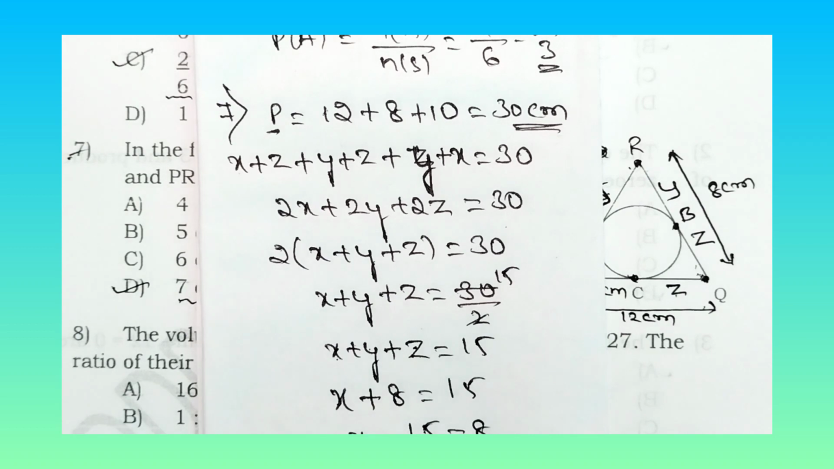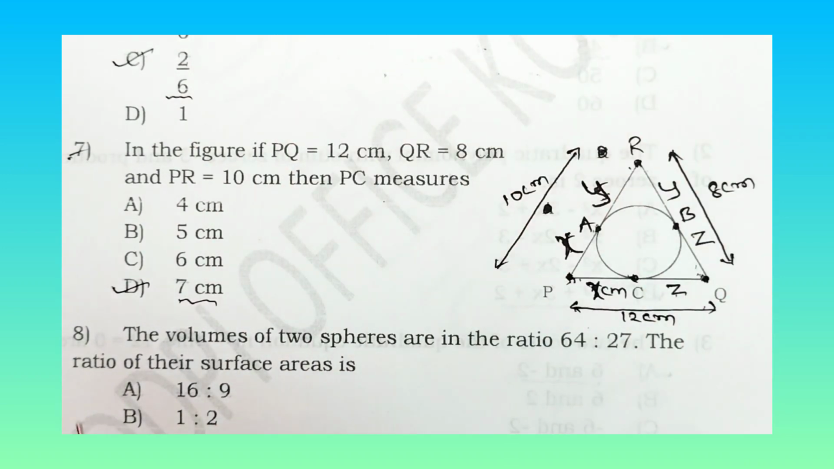Among the 3 you can find any one by substituting the value of the other two. So like this we have to solve this question. Then coming to the 8th question, the volume of two spheres are in the ratio.